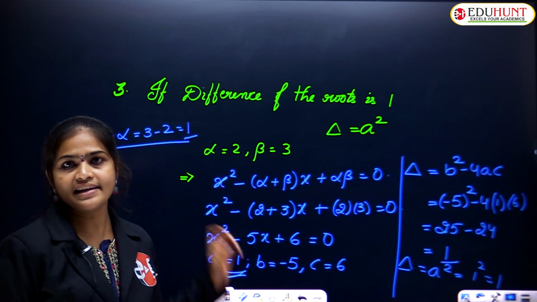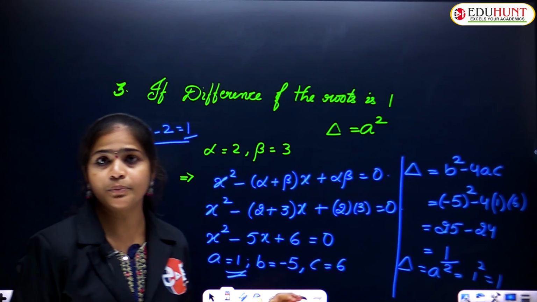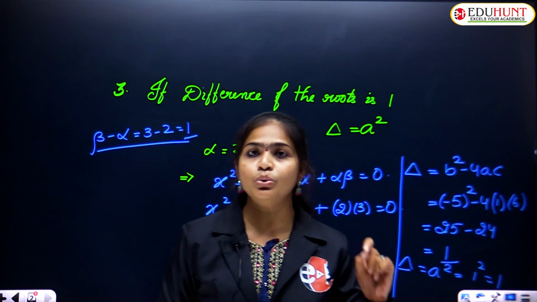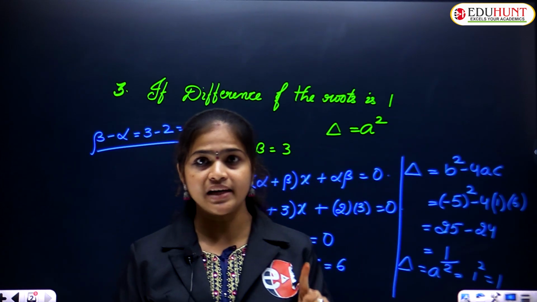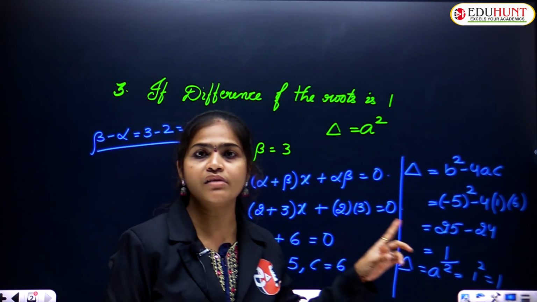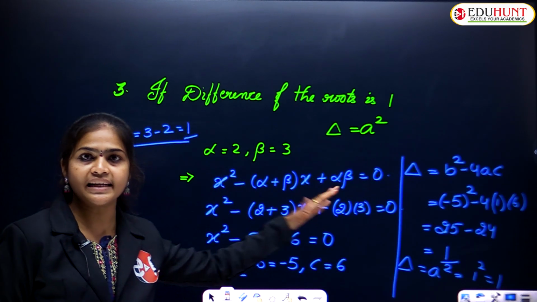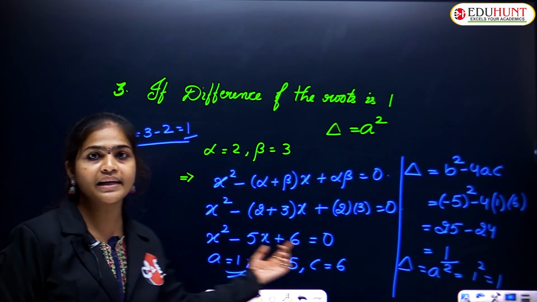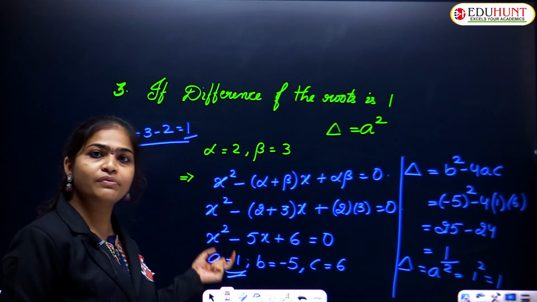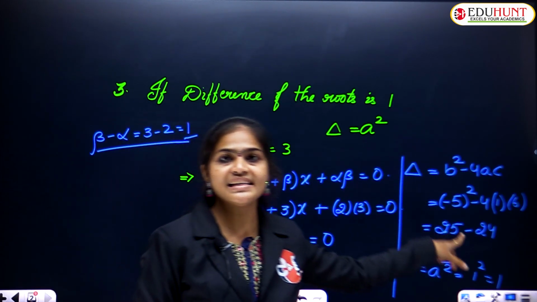So this is the next point, the third point. If the difference between the roots of a quadratic equation is 1, then its discriminant value is always equal to a square. Here a comes from the given quadratic equation, where we have to find the a, b, c values. So the a square value is equal to the discriminant.